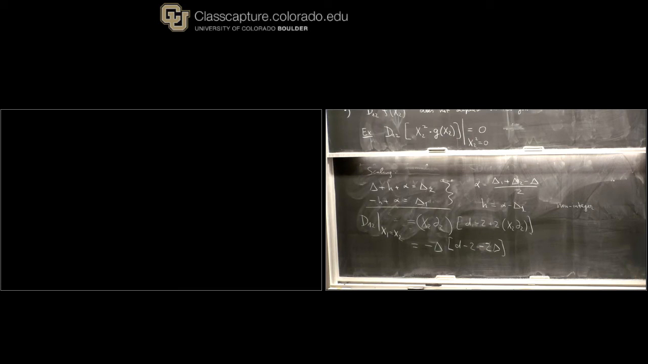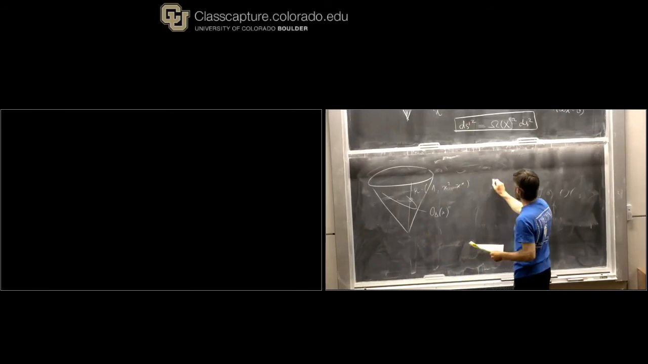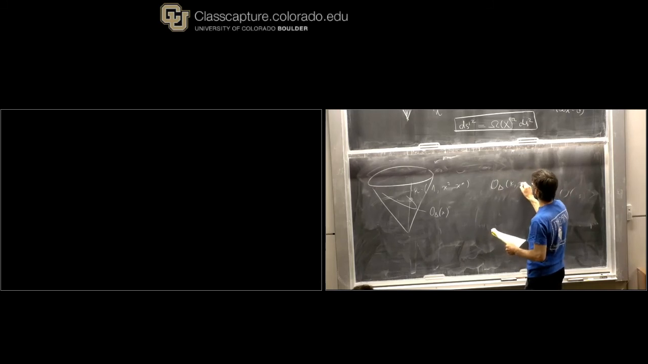So the way you do this computation is this. You take our cone, and we have a section. On this section, we have a function O delta of x. And now we extend this function to the full cone. So on the full cone, I can introduce this coordinate k, which is the rescaling parameter. So k times (1, x squared, x mu). So I have a function O delta of kx, which is equal to k to the minus delta O delta of x.